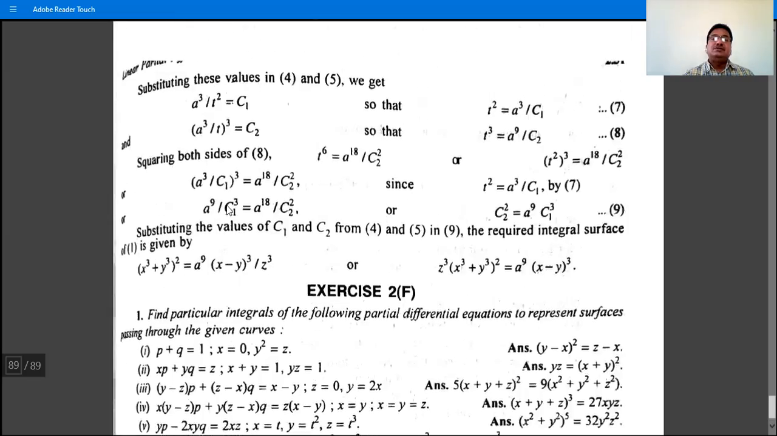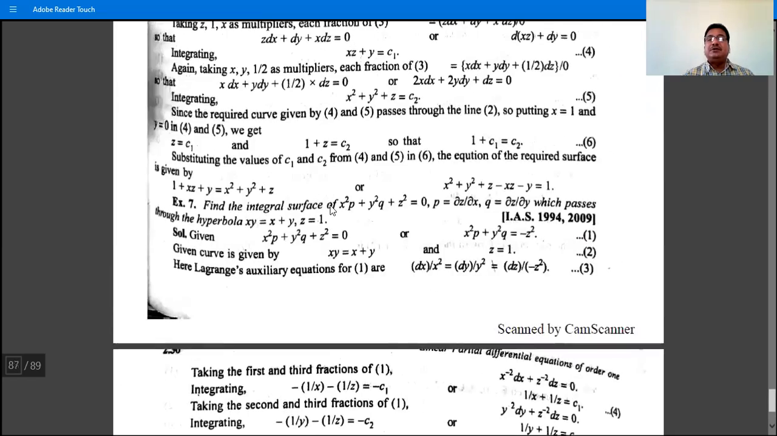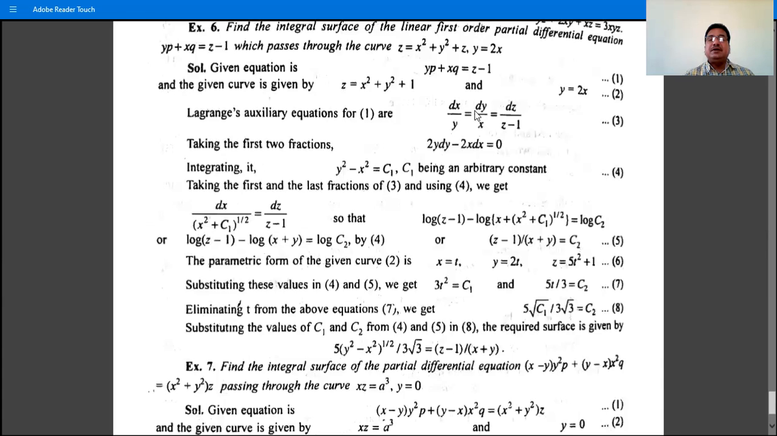And so while solving these problems, we have to solve the equation of the type dx by P, dy by Q, dz by R. This topic covers two topics, including the previous topic dx by P, dy by Q, dz by R. So we'll start the next topic in the next lecture.